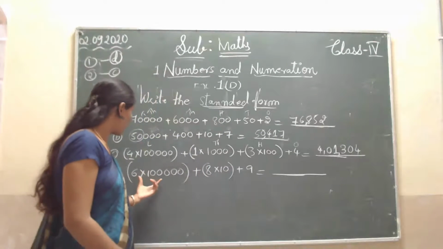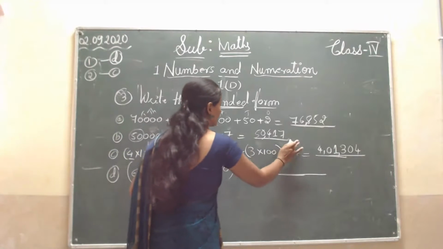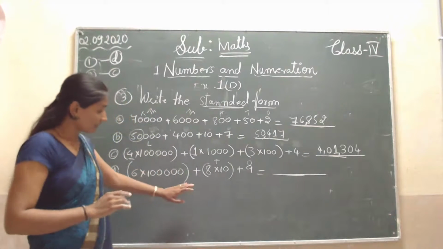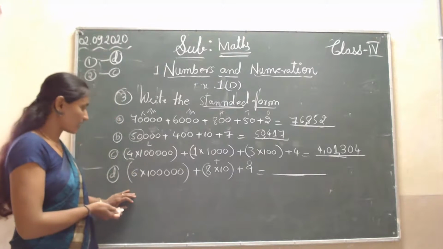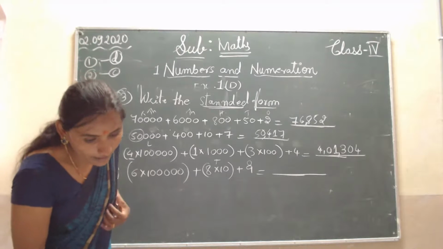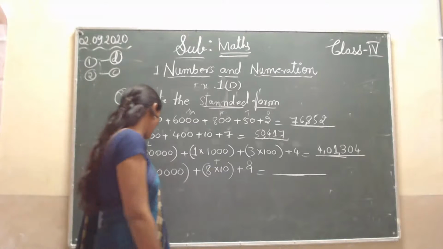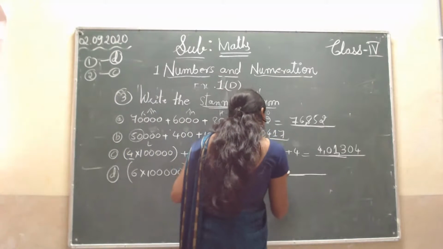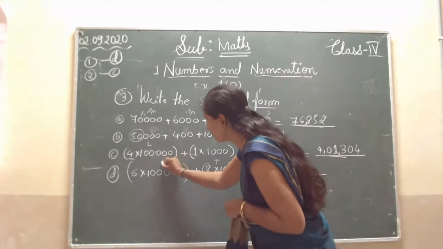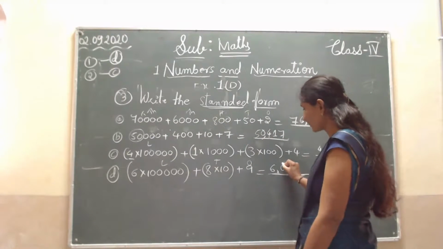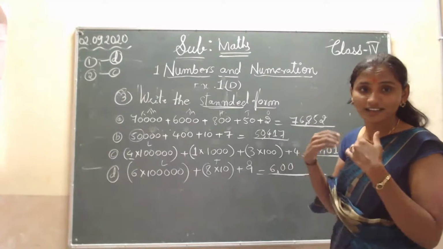Yes, students, in the last question, that is D, just observe. Here the tens place is given, but 1,000 is not given and 10,000 is not given. The last question is given in lakh. So 6 into 1 lakh, that is 6 lakh. Since 10,000 is not given, you will write 0. 1,000 also not given, so you will write 0.